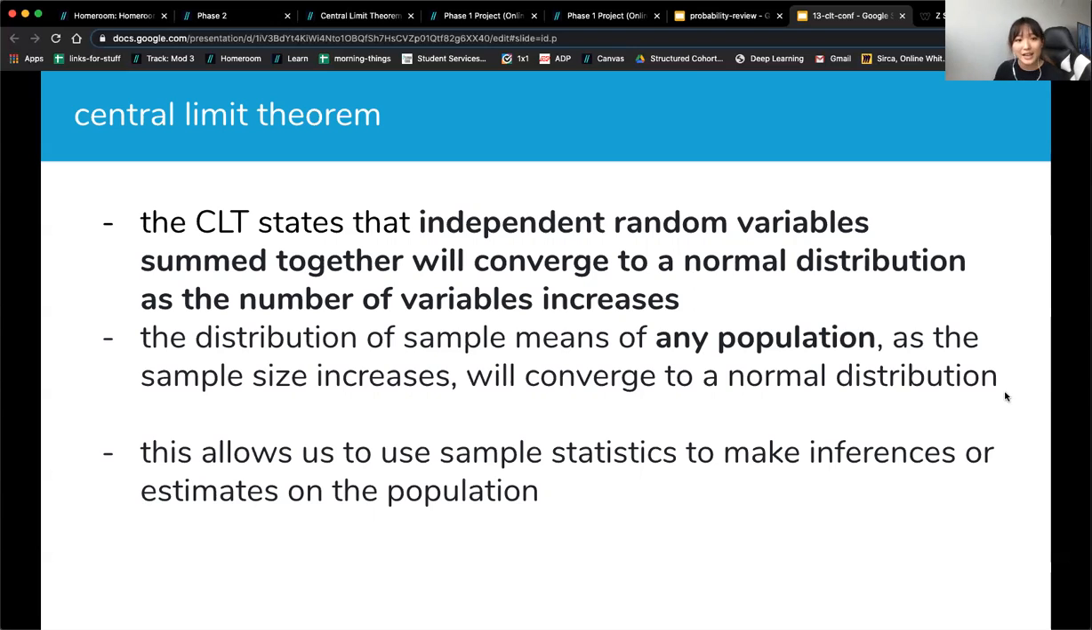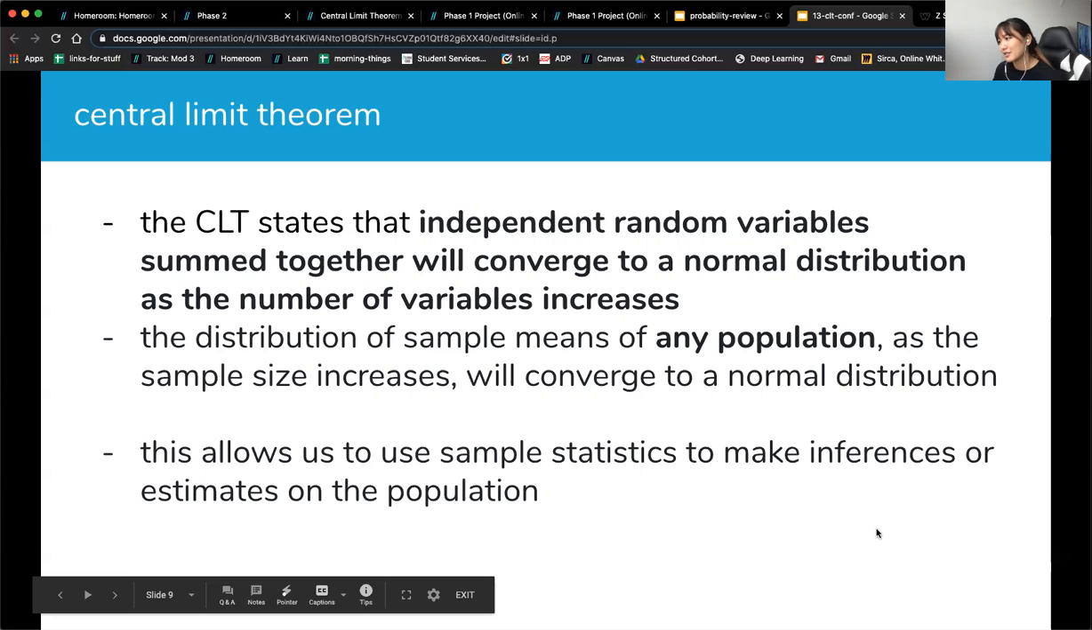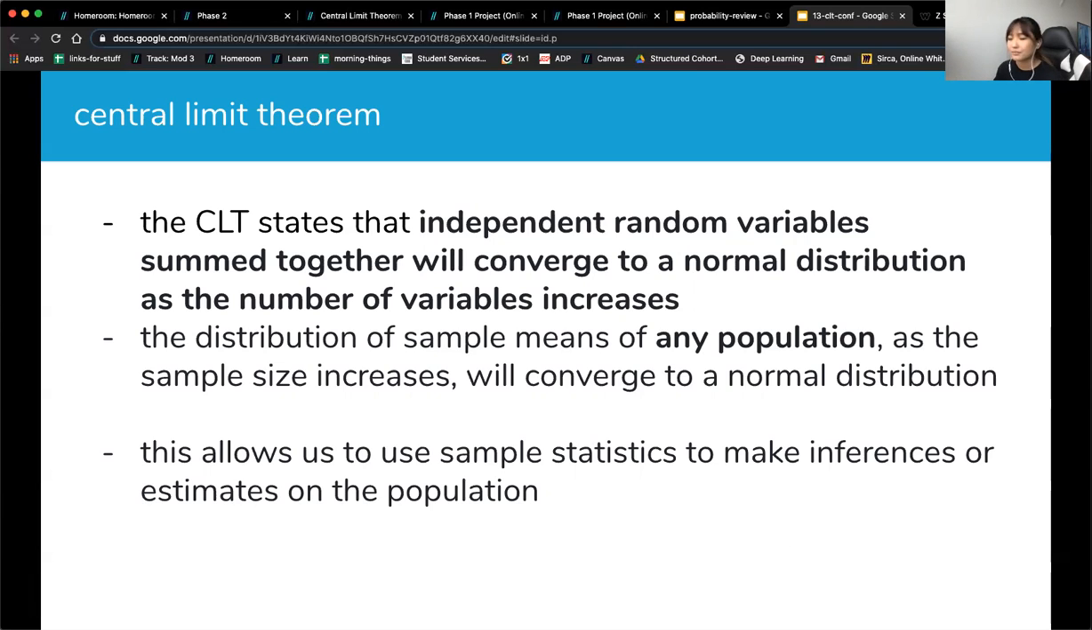The definition that I actually like to use is the second one, because to me it's a little easier to visualize. The other definition is that the distribution of sample means of any population, as the sample size increases, will converge to a normal distribution.